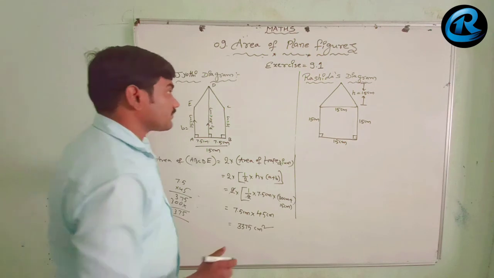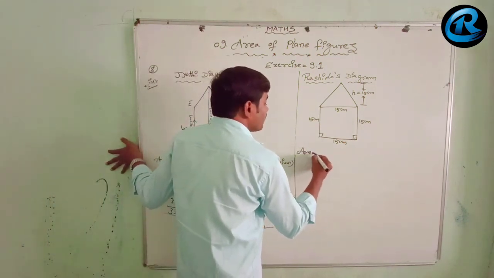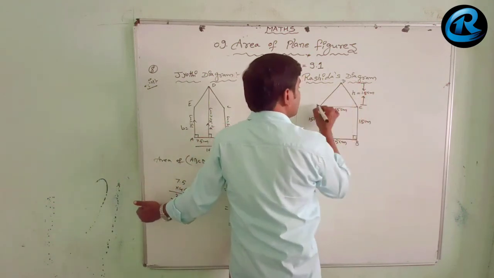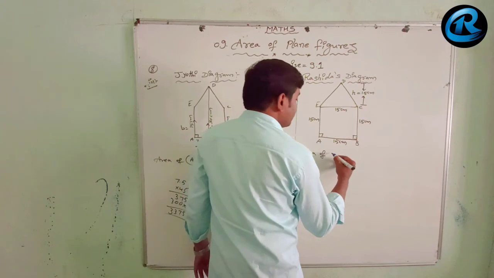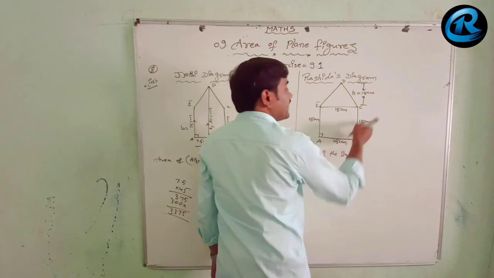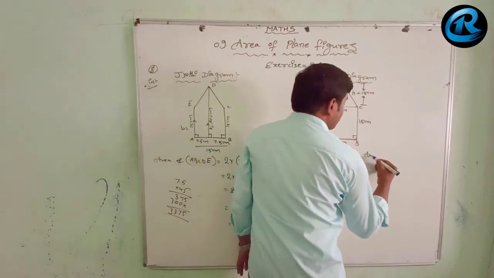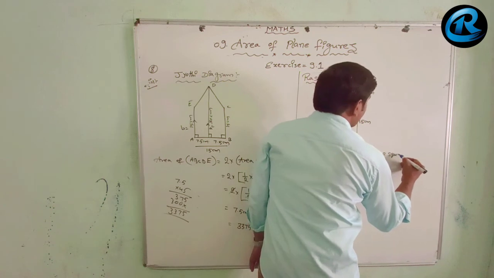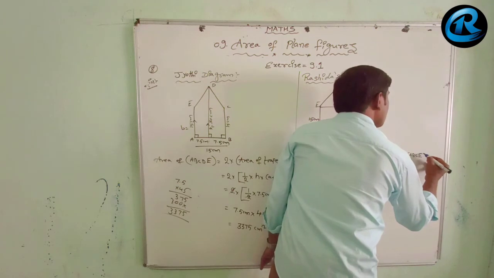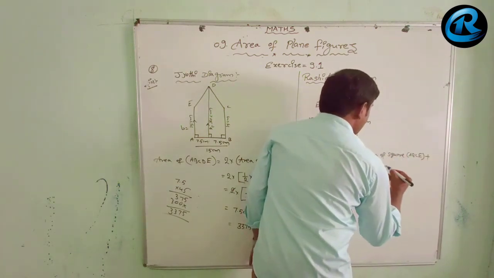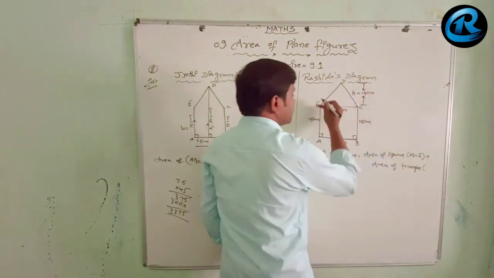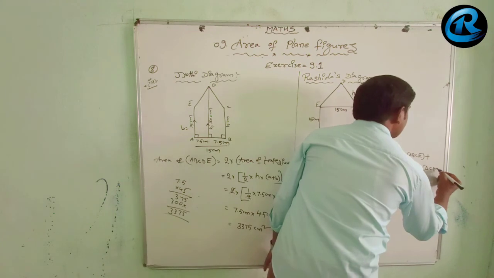Yes. Then here we go for area of A B C D E. So area of this figure is equal to area of square plus area of triangle. Area of square A B C E plus area of triangle, that is CDE. Triangle CDE.